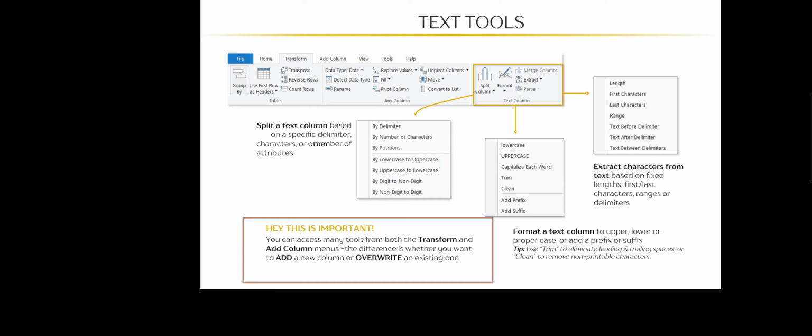Say for example, you have a column called full name, and there is a space in between. You know the first name and the last name, right? You can use the text column tools, position your column based on that space, and then split, and format for consistency before loading to the model.